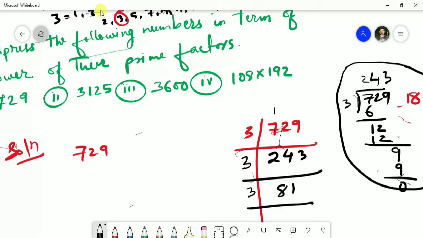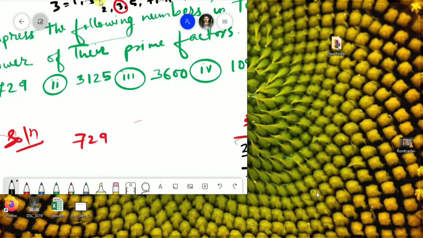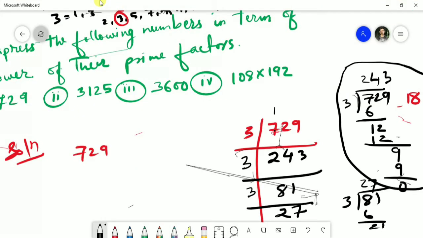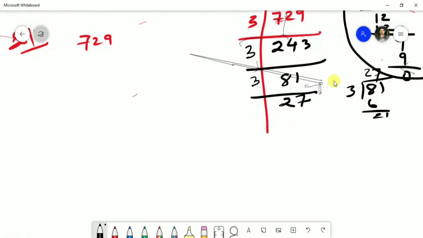So if we use this one, 3 2s are 6, and 2 will be left. Otherwise, if you have doubt, then you can just do it like this. 3 2s are 6, 2 1, and 3 7s are 21. So we got 27. I hope all of you are getting this point.